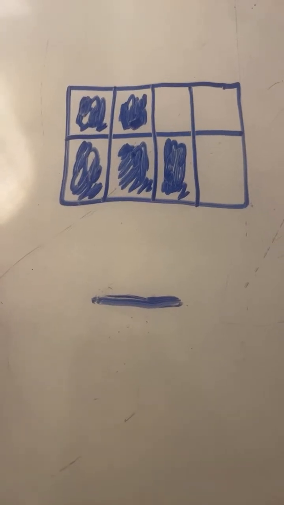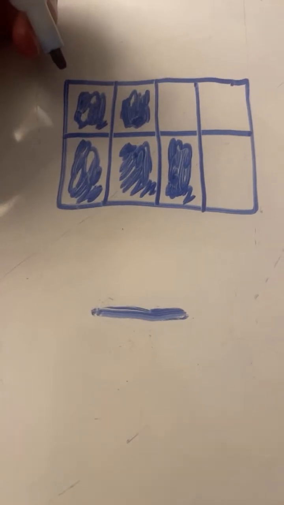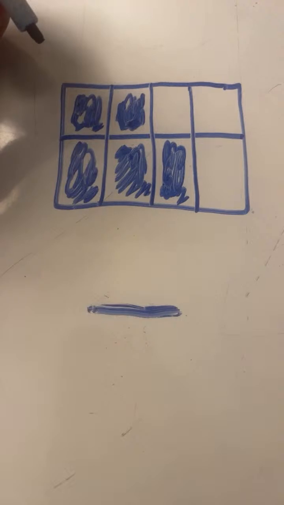So we have some visual models here, and this video is going to focus on how do I identify fractions from these visual models. So I'm going to be identifying the fraction of the number of parts of each shape that is shaded. We have our first example here.